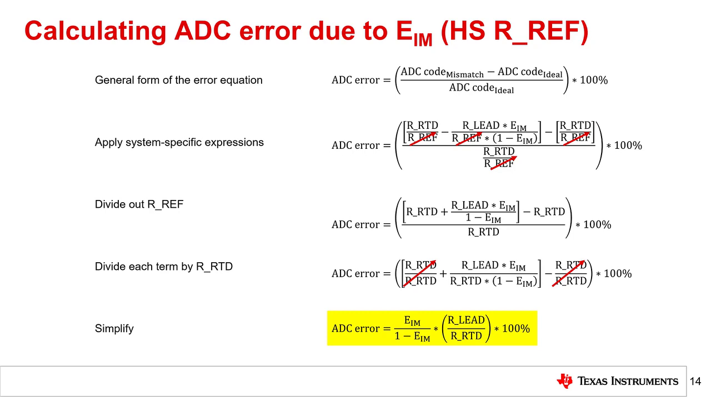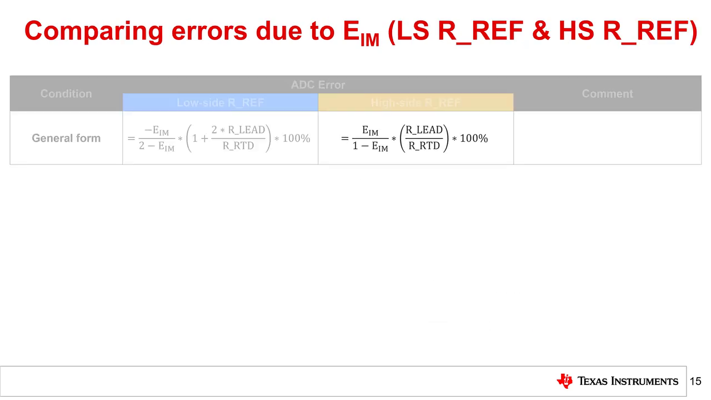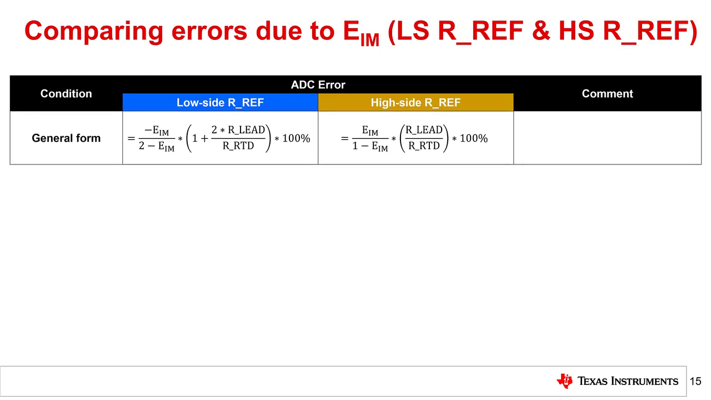Now that we have the ADC error equation for a 3-wire RTD system using 2 IDACs and a high side RREF, we can compare it to the ADC error equation for a low side RREF. To begin the comparison, we'll need the error equations for both systems. These equations are given in the first row of the table, where the low side RREF is in blue and the high side RREF is in the brown column.